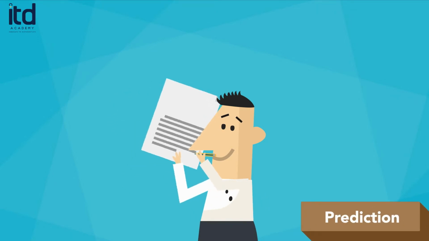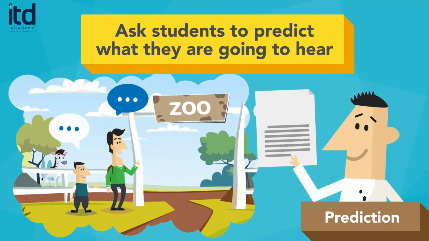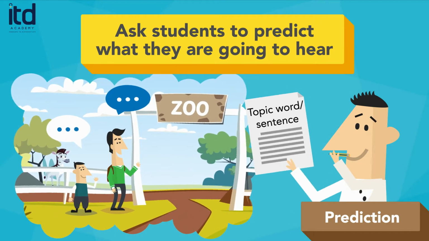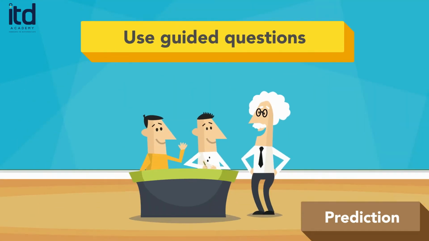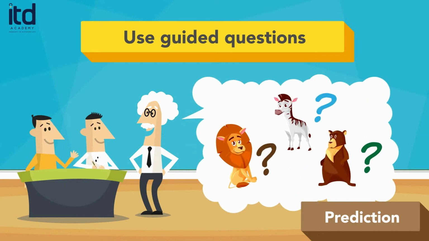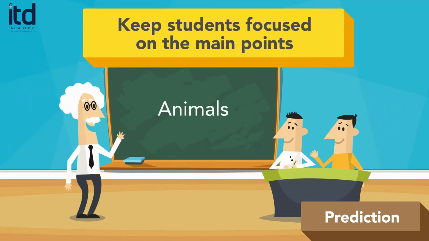A. Prediction. By asking students to predict what they're going to hear, based on a topic word or sentence, you are preparing your learners for what to expect. Guided questions help them decide what to listen for and keep them focused on the main points.